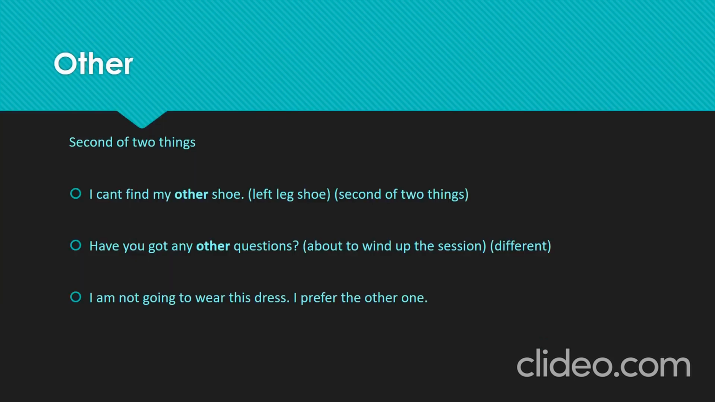Other: second of two things. So when you have two different things, the second one is called the other. I can't find my other shoe. That is, you have your right shoe, but your left shoe is missing. So you are using other there. Second of two shoes.